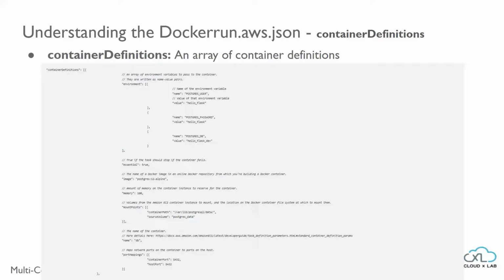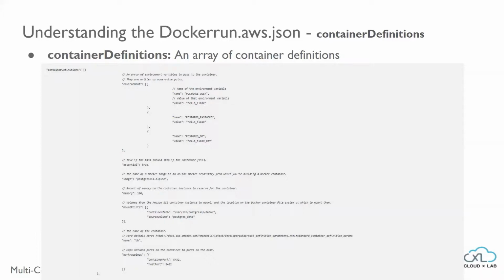Image is the name of the Docker image in an online Docker repository from which we are building the Docker container. We are using Docker Hub as the Docker online repository. Then memory is the amount of memory on the container instance to reserve for the container. Name is the name of the container. We could further see the standard container definition parameters for information about the maximum length and allowed characters and all.